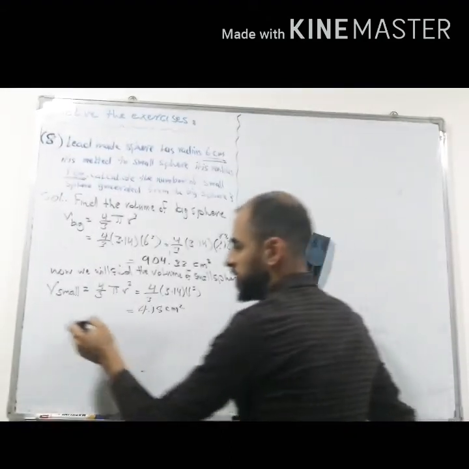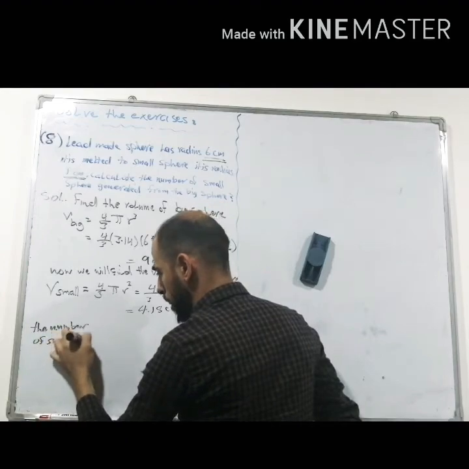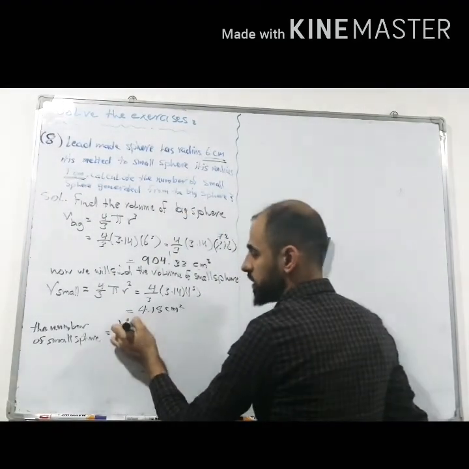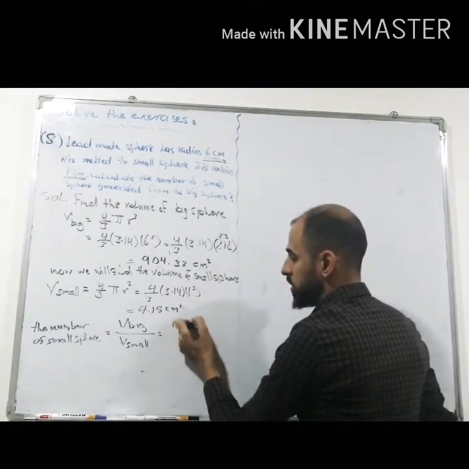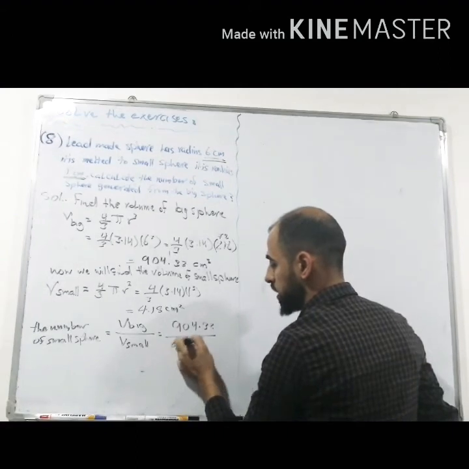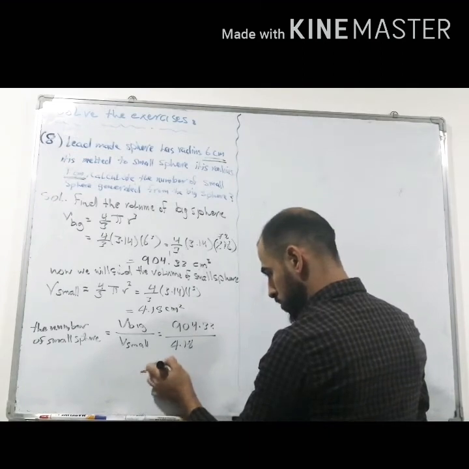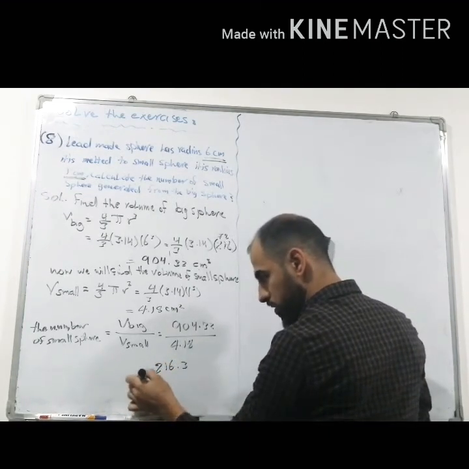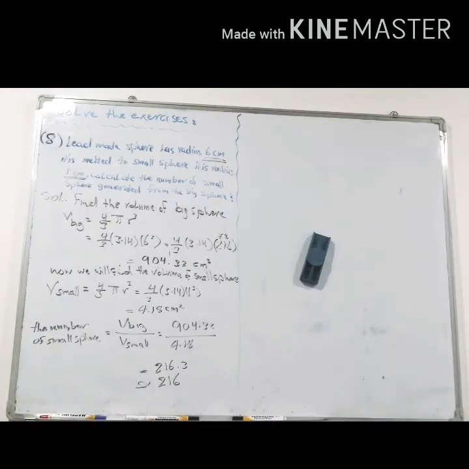So the number of the small spheres equals the volume of the big sphere, as we said, over the volume of a small sphere, which equals 904.32 divided by 4.18, which is about 216.3, approximately the integer number 216. That is the number of small spheres that can be found by dividing the biggest sphere.